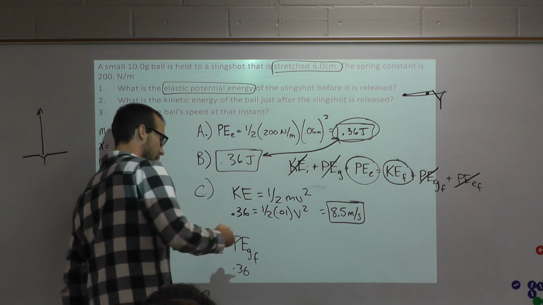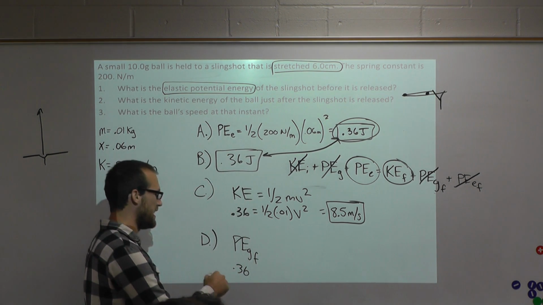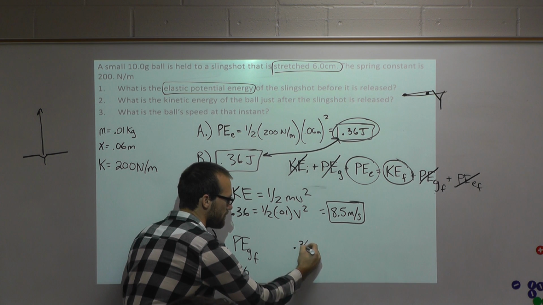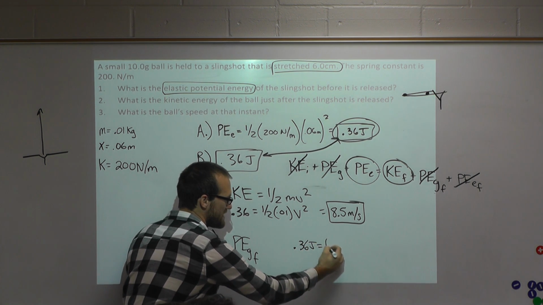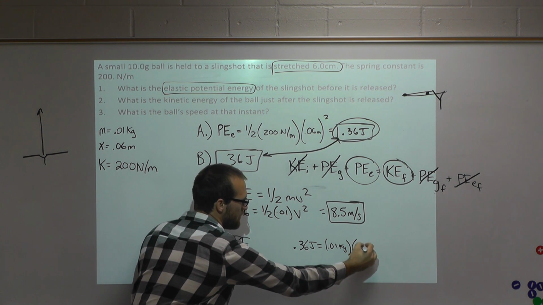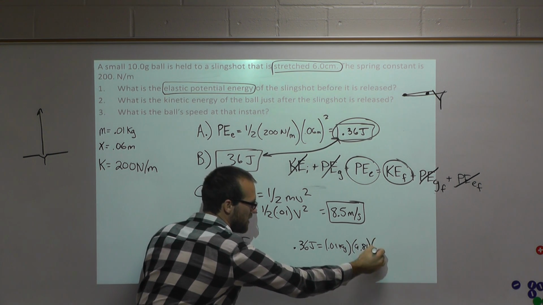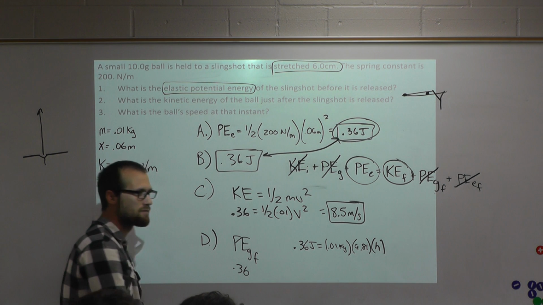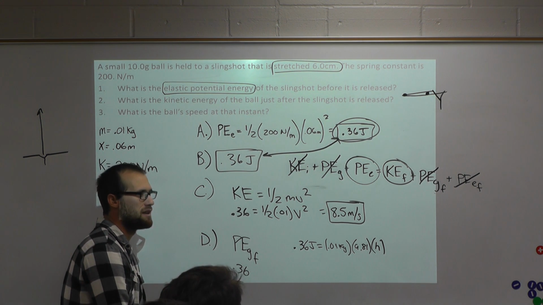Okay, so if our PE is 0.36, our mass is 0.01, right? Our g is 9.81, that's always our constant. What is our height? 3.7. 3.7 meters. That's how high.